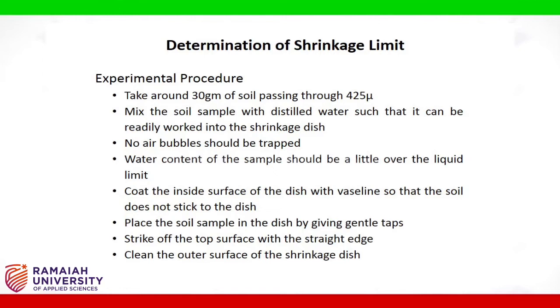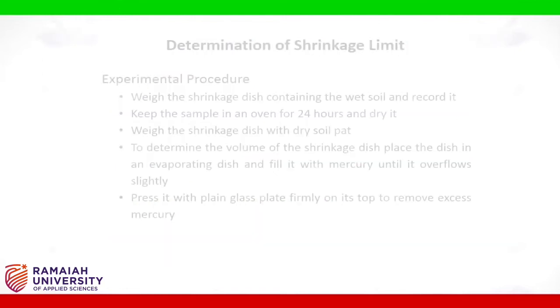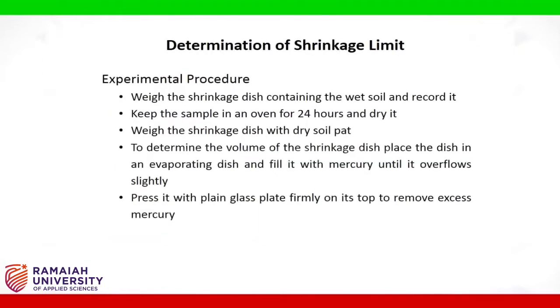Place the soil sample in the dish by giving gentle taps. Strike off the top surface with the straight edge. Clean the outer surface of the shrinkage dish. Weigh the shrinkage dish containing the wet soil and record it. Keep the sample in an oven for 24 hours and dry it.